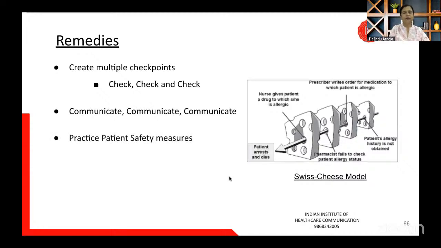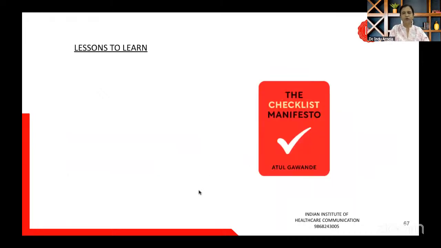And then practice patient safety measures. A lot of protocols are available for every department and for every situation. Apply those protocols, practice those protocols, and you will be able to prevent errors. And then, of course, effective documentation. I think documentation really helps in preventing a lot of errors that happen because of no documentation. So we should all practice it more meticulously.